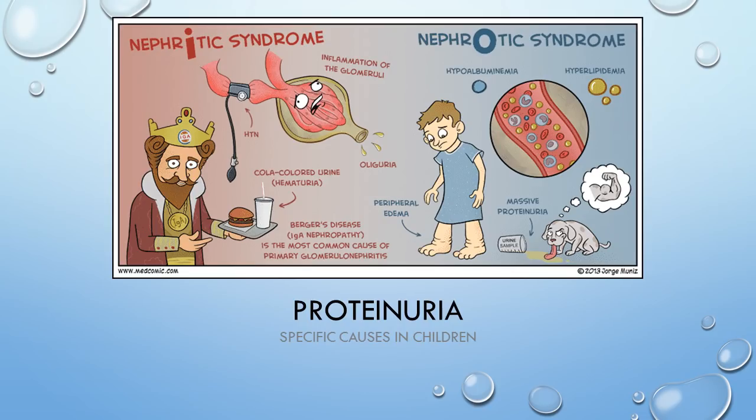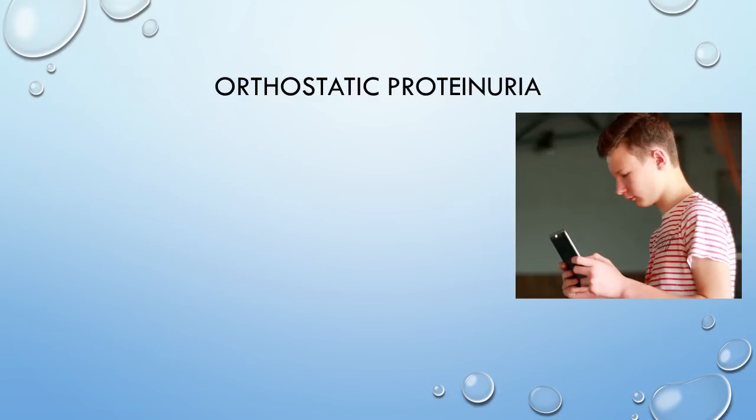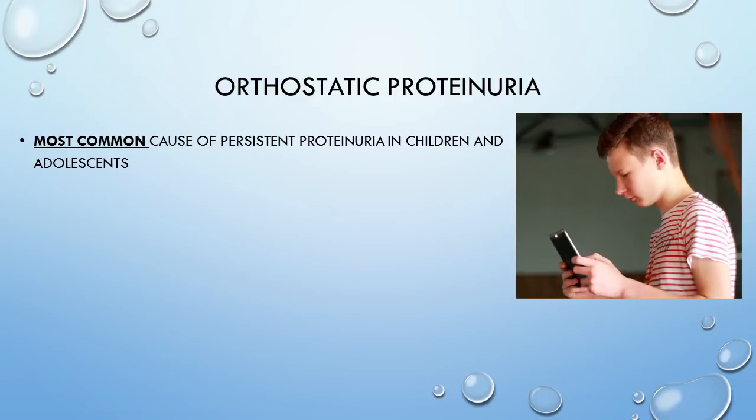So now we're going to go into specific causes of proteinuria in the pediatric population. So we'll start with orthostatic proteinuria. It's the most common cause of persistent proteinuria in kids and adolescents. So if we just detect asymptomatic proteinuria on a dipstick, the first thing we're going to do is have the kid come back in a week or so, maybe a few days, and then check it again, right? And if it continues to be consistent, then orthostatic proteinuria is one of the most common reasons for that.